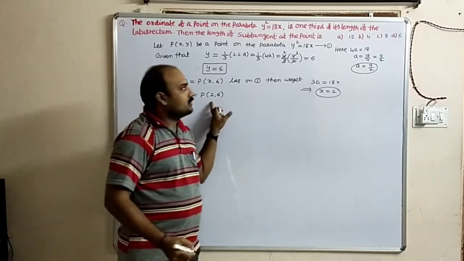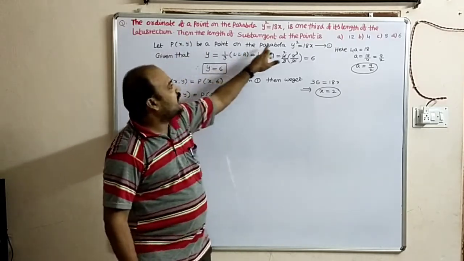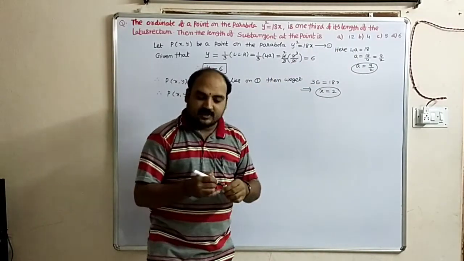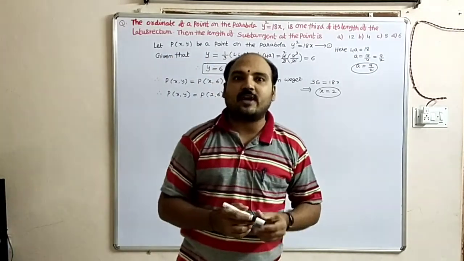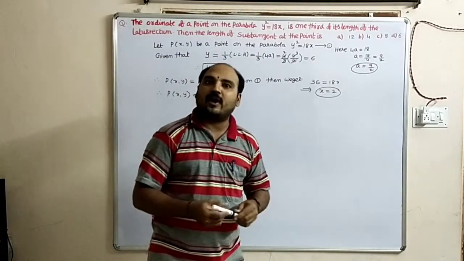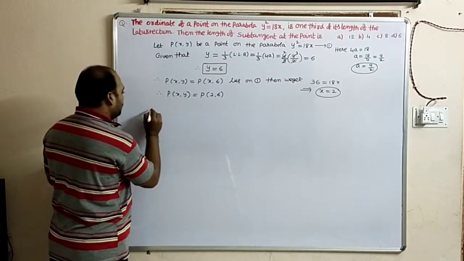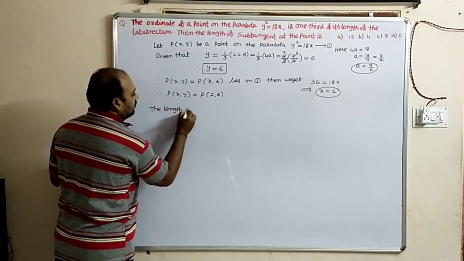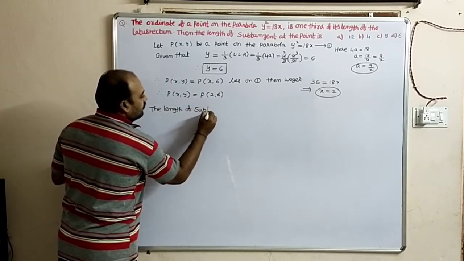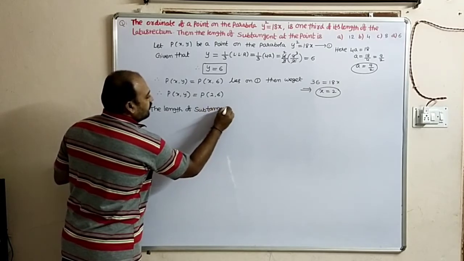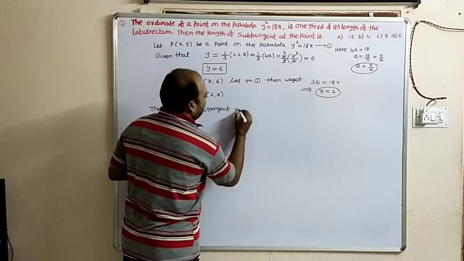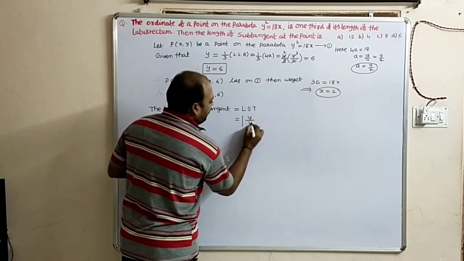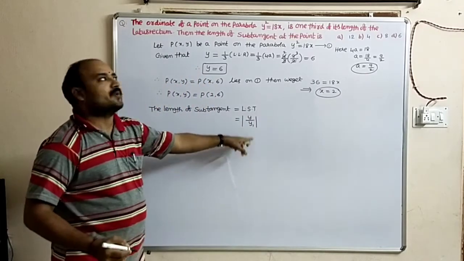At this point, they are asking us to calculate the length of subtangent to the given parabola. In the first year, we discussed in tangents and normals that the length of subtangent, LST, is equal to mod y by y1. You have to write the formula. Here y1 means the slope of the given curve.